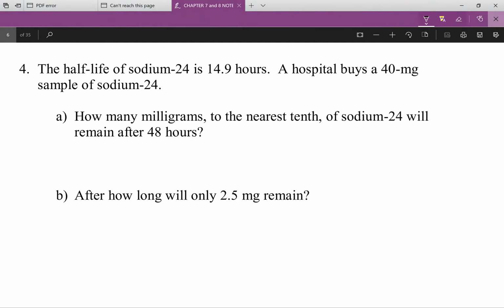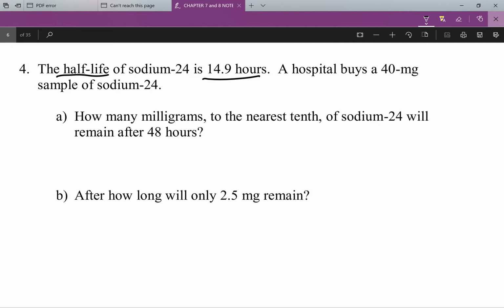A hospital buys a 40 milligram sample of sodium-24. Now, when we're looking at half-life, what half-life means is the amount of time that's required for half of it to disappear is 14.9 hours. So if you started with 100 grams, after 14.9 hours, you'd have 50 grams. How many milligrams to the nearest tenth of sodium-24 will remain after 48 hours?